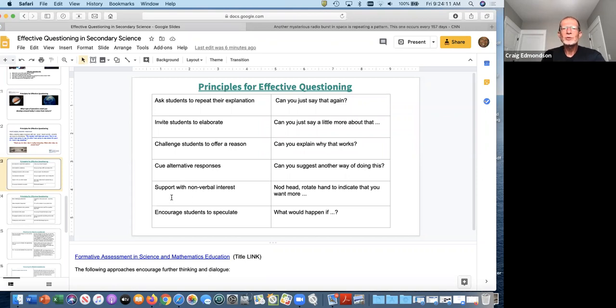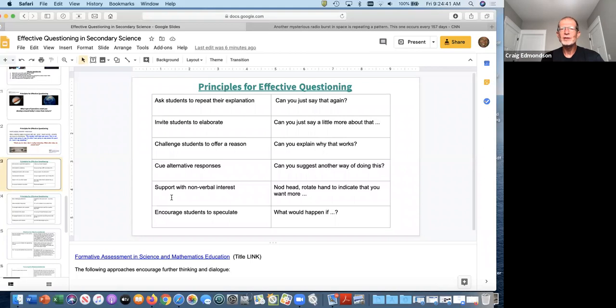Support with nonverbal interest. Yeah, those nonverbal clues, that active listening, that listening for what's not said, trying to observe what's not said. A nod of the head, rotate hand to indicate that you want more. Encourage students. You can't say so much with this video, but I tend to talk with my hands, to bring out more, to bring out additional information.